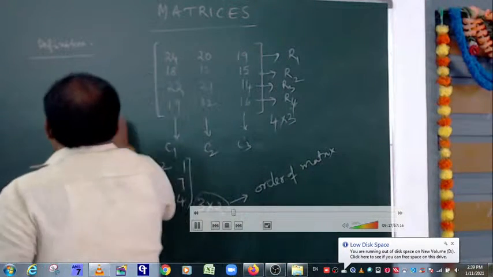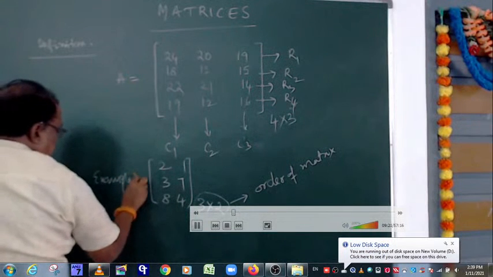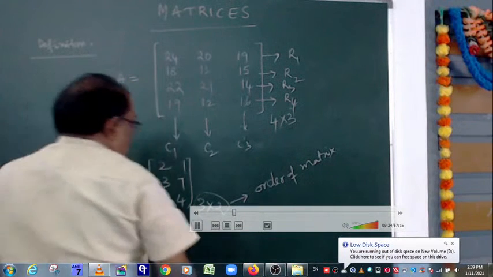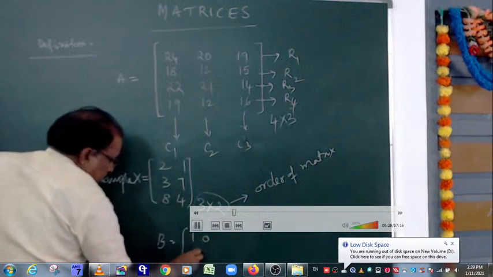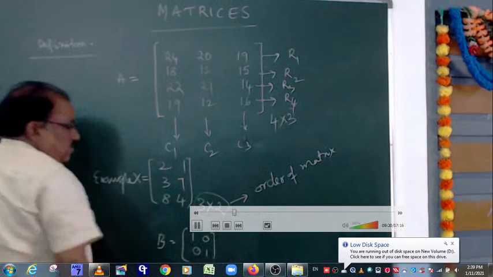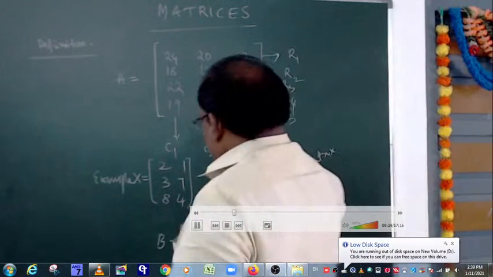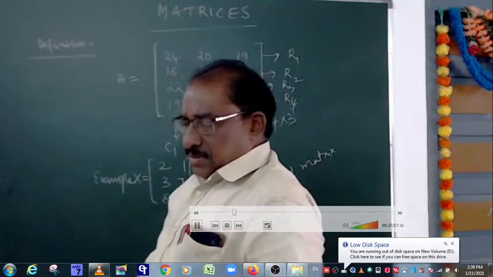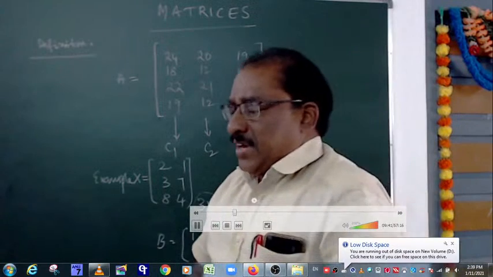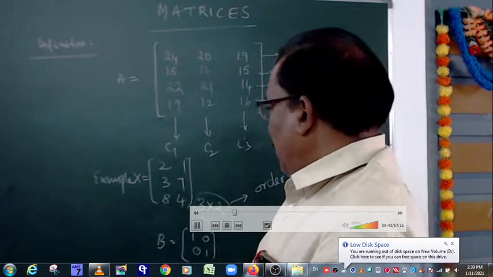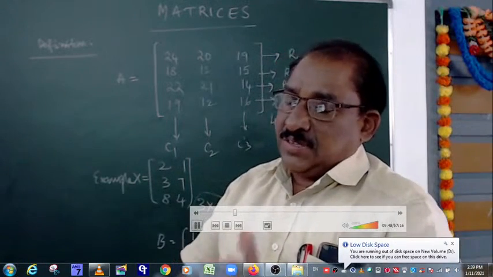Generally, matrices are denoted by capital letters. Say A is equal to, X is equal to, B is equal to, and so on. The matrices are denoted by capital letters A, B, C. The numbers are called elements of the matrix.